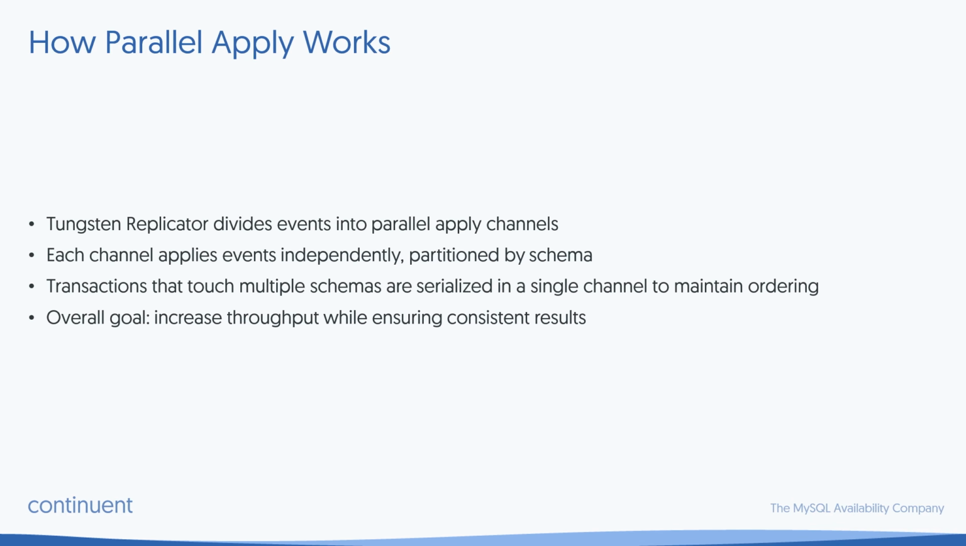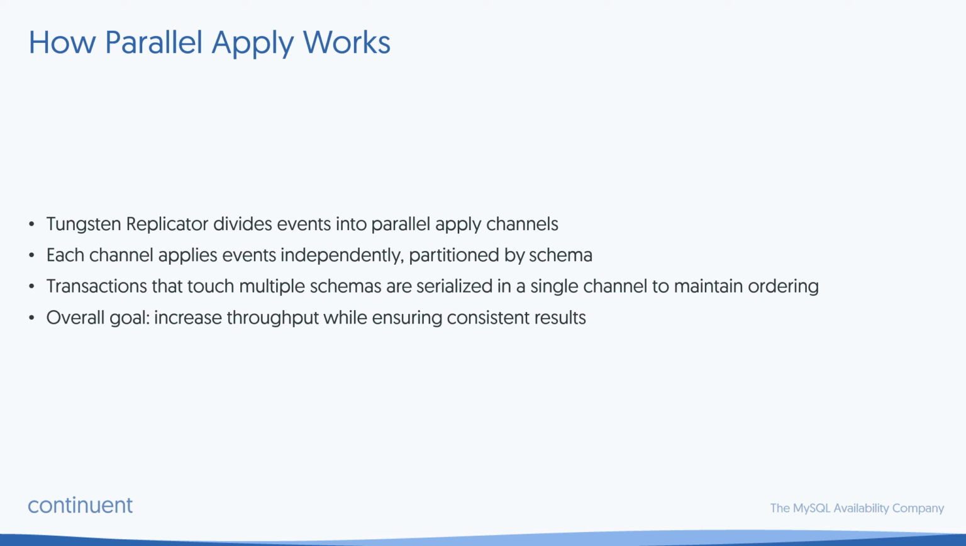When parallel apply is enabled, Tungsten Replicator divides the incoming event stream into those multiple apply channels. Each channel handles its own queue of transactions that relate to a specific schema. Transactions that fall entirely within a single channel can run in parallel with others. However, if a transaction spans multiple schemas, it's applied serially in a single channel to preserve data consistency and transaction order. In other words, Tungsten doesn't apply transactions blindly in parallel. It respects those object boundaries.